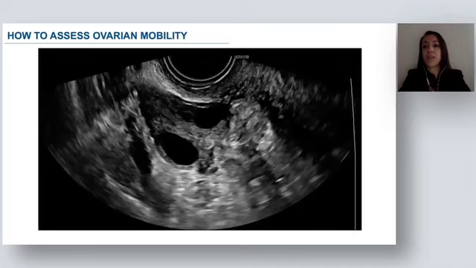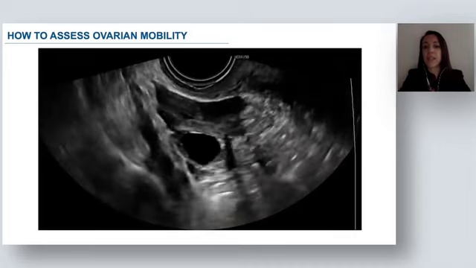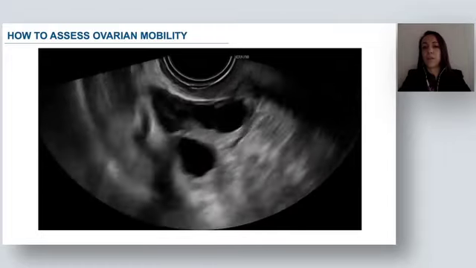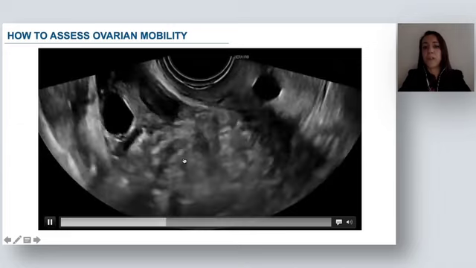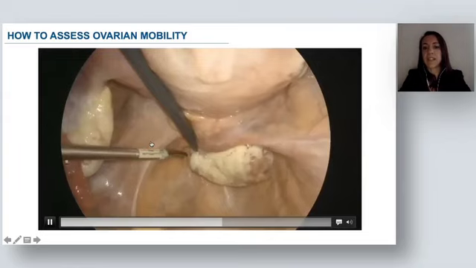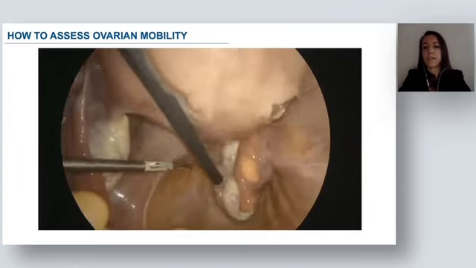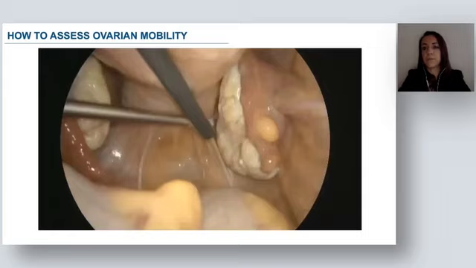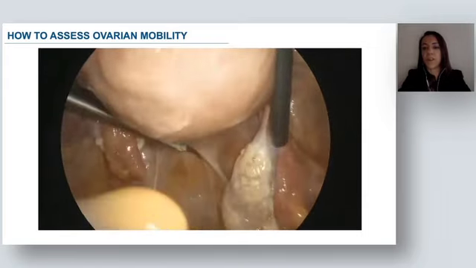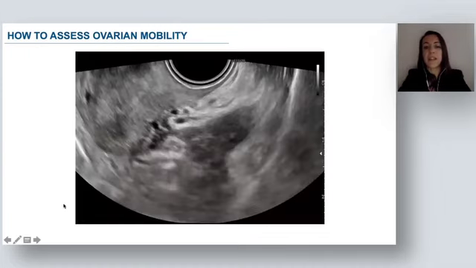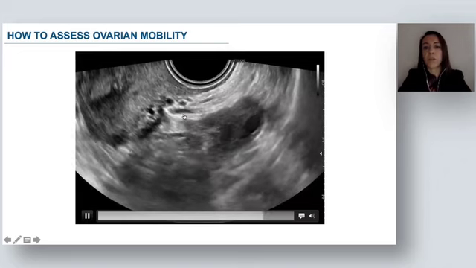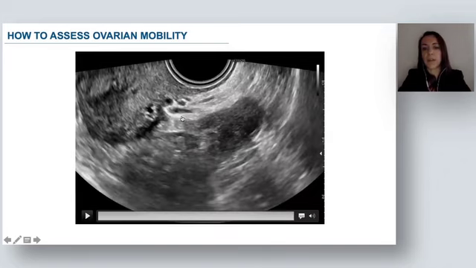Transvaginal ultrasound examination is a dynamic examination, and we can assess the mobility of the ovary. This is the normal ovary. The ovary is completely free from the uterus, bowel, and the pelvic wall. And this is the laparoscopic view showing that the ovary was normal. Normal morphology, and also it was free, no adhesions. This is another video showing the ovary fixed to this hyperechoic tissue, corresponding to the uterosacral ligament.